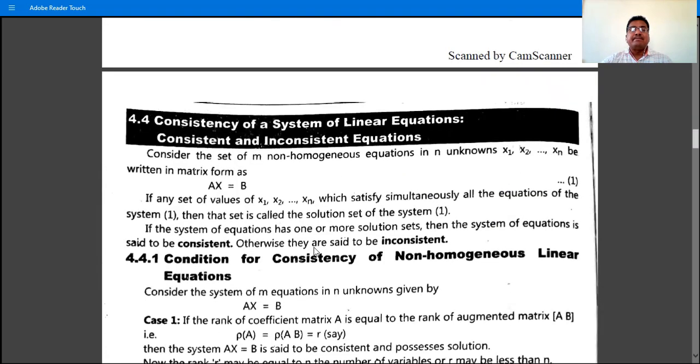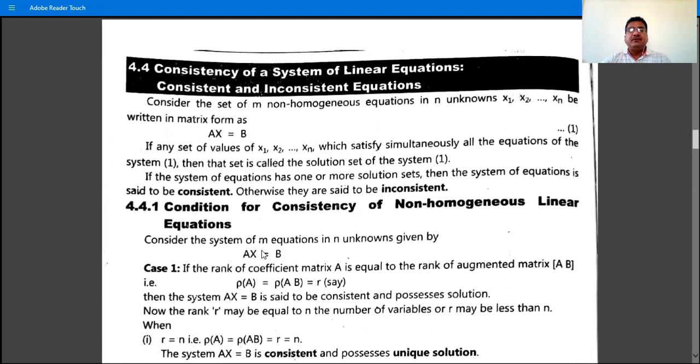So, consistency of the system of linear equations. When we say the system is consistent, if the system has one or more solutions, then we say the system is consistent. Otherwise, we say the system is inconsistent. That is, if the system, either homogeneous or non-homogeneous, has at least one solution, then we say the system is consistent. Otherwise, we say the system is inconsistent.